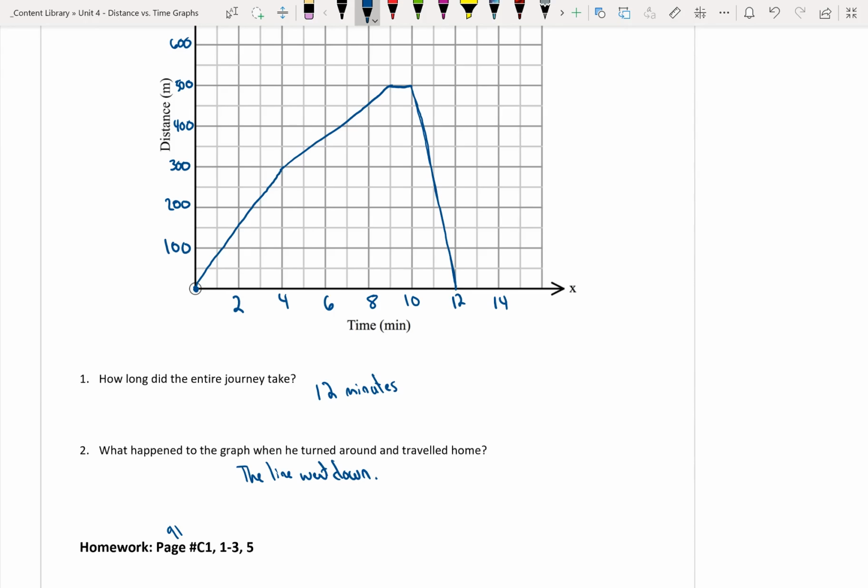So again, the key thing from this note is just to, again, understand how distance and time can be represented on a graph and what those characteristics of a distance time graph are.